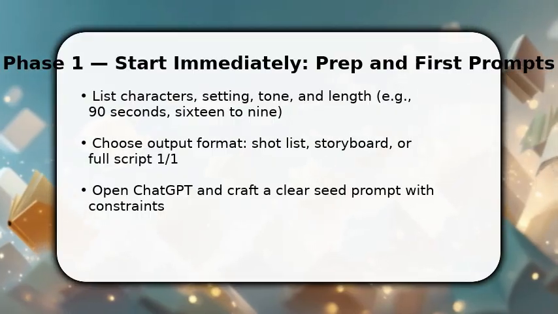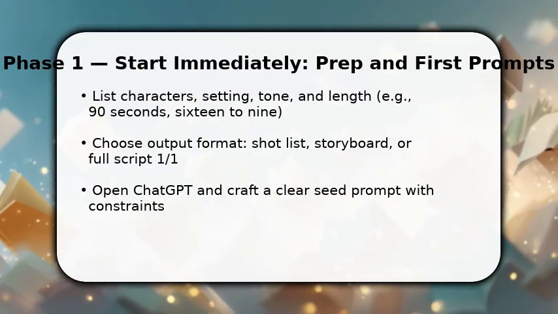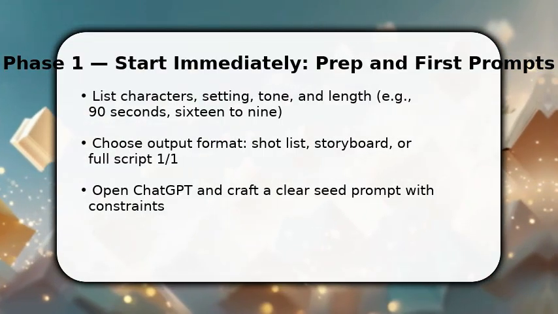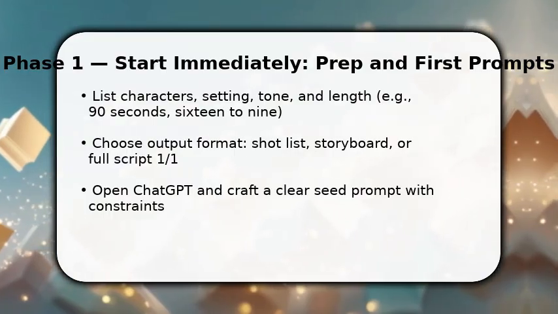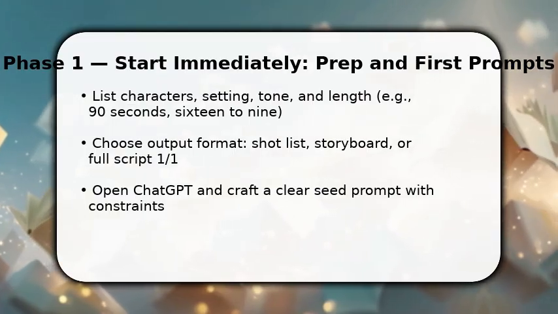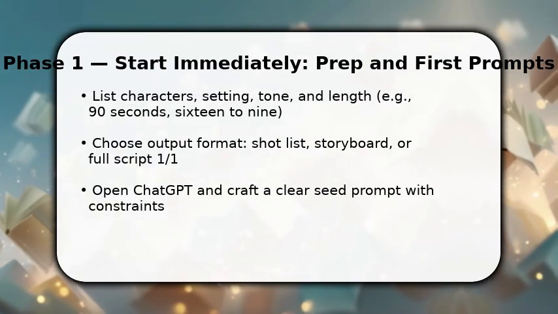You start by deciding the core: who, where, and why. Give ChatGPT a tight seed prompt that includes character names, tone, and duration. This reduces rewrites. Once done, ask for 3 short scene options with beats, not paragraphs, so you can pick fast.